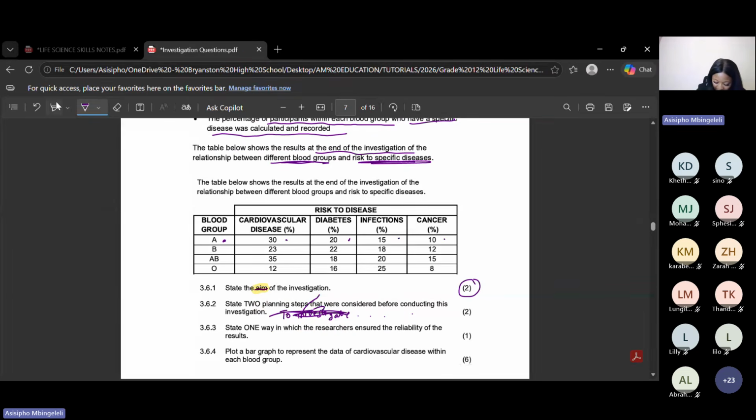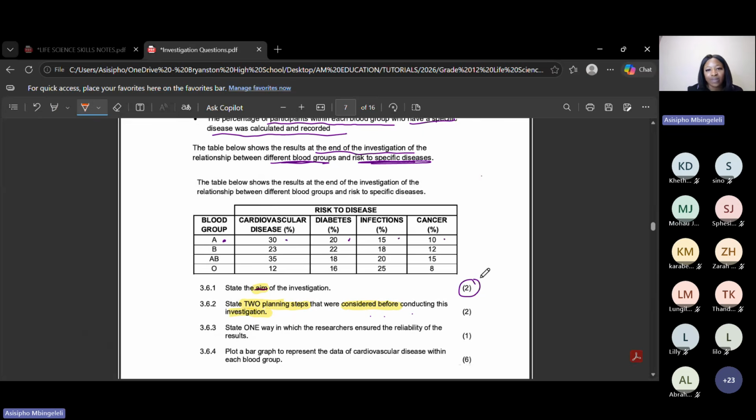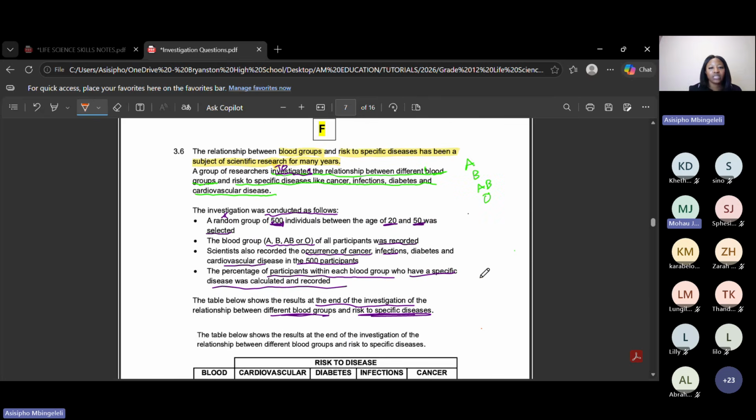So very important. Look at what this question is asking us, the next one. State 2 planning steps that were considered before conducting this investigation. This is not a generic answer. I need you to give me the planning steps. This is what I'm showing you. The first one.